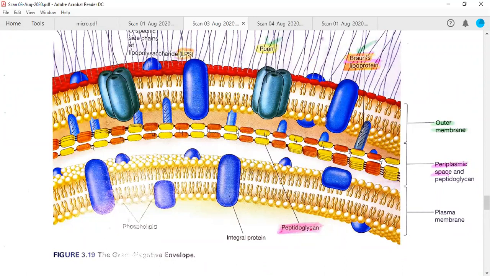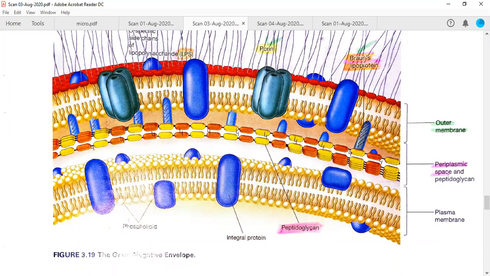Now there are certain lipids, these proteins, which are called Braun's lipoproteins. So what are the Braun's lipoproteins? You can see they are connecting links between the outer membrane and the peptidoglycan cell wall. They're also important. They're also responsible for the structural stability and maintenance of the gram-negative envelope.